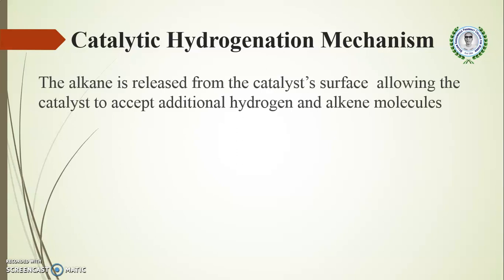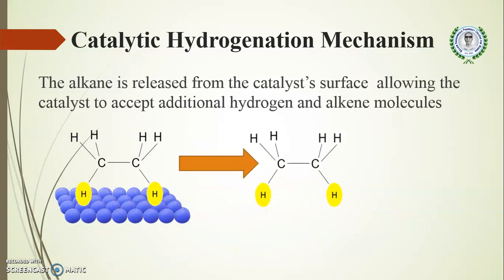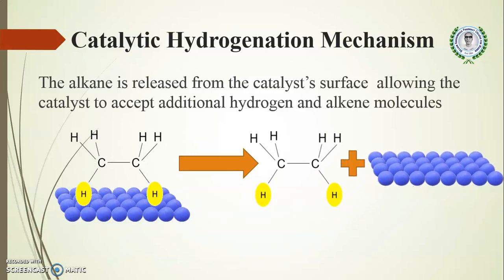The alkane formed on the catalyst surface is going to be released, allowing the catalyst to accept additional hydrogen and alkene molecules. This is the alkane, here ethane, bonded onto the metal surface, and it is going to be released like this. This metal surface is then available for bonding with additional hydrogen and alkene molecules, repeating step 1 to step 4.